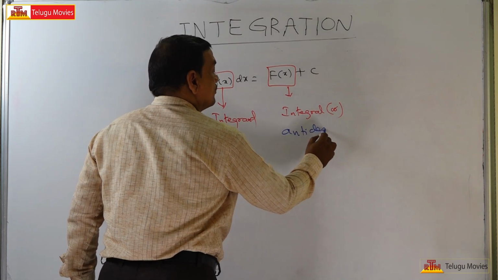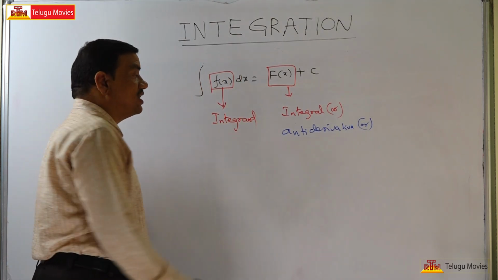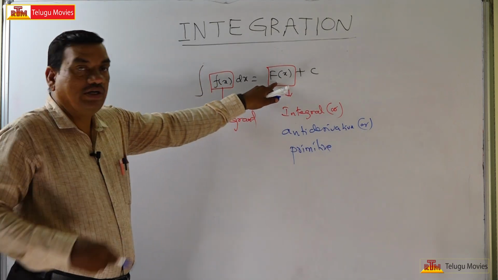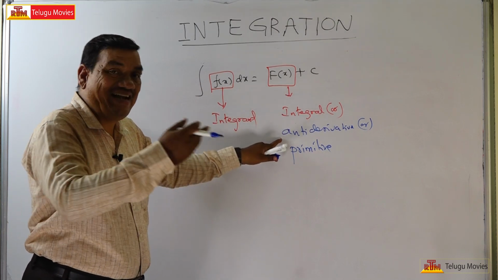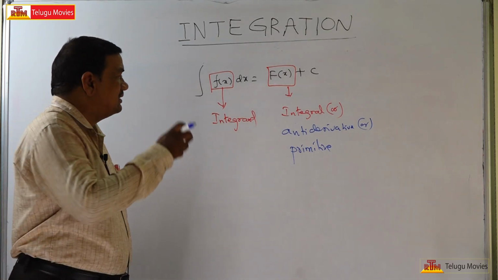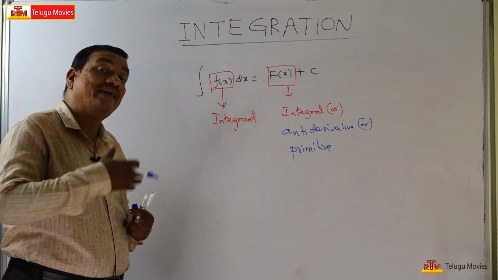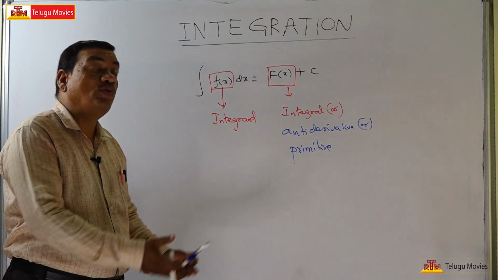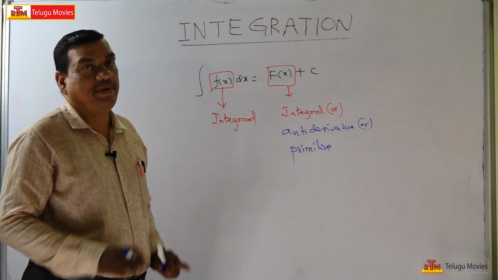This is called the integral. It is called the integral, or another name is also there: antiderivative, or another name is also there: primitive. See here, what is the answer we got? That answer is called the integral or antiderivative or primitive. This f of x is called the integrand. The function which is going to be integrated is called the integrand, and whatever output we got is called the integral or antiderivative or primitive.